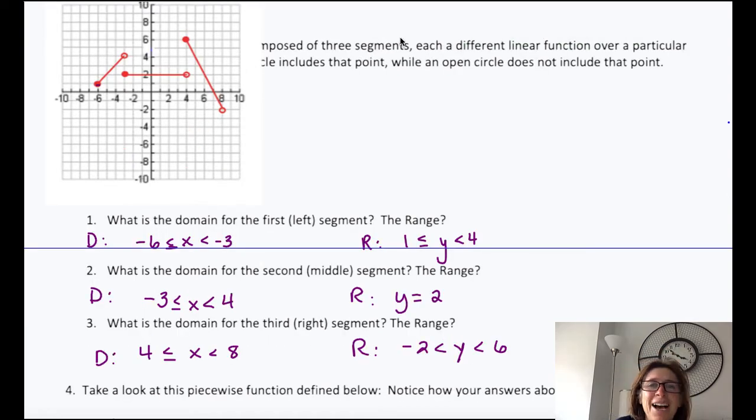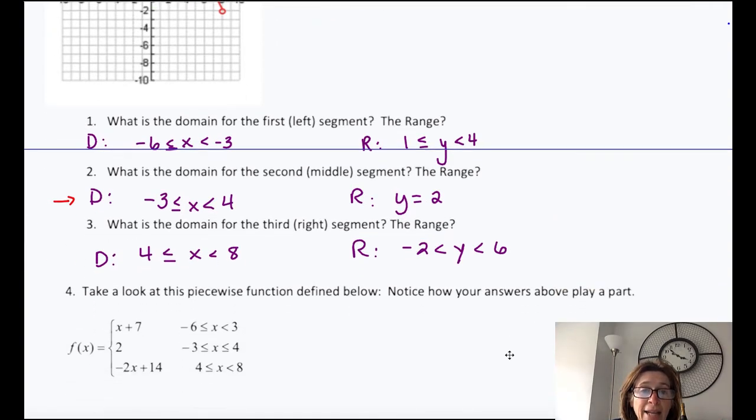Okay, if you're back, you would have gotten a domain from -3 for the second one, so -3 all the way to 4, but not including 4, and the range would just be 2. And hopefully you're noticing that's a horizontal line. All right, the domain of the third line I got from 4 to 8, not including 8, and my range from -2 to 6. Okay, so always reading them from left to right.